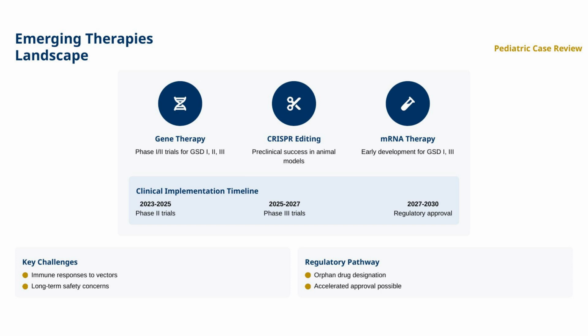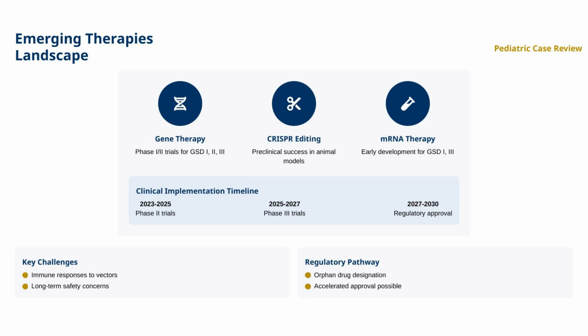Gene therapy approaches are currently in phase 1 and 2 trials for GSD types 1, 2, and 3. CRISPR gene editing has demonstrated preclinical success in animal models, offering potential for precise correction of underlying genetic defects. Messenger RNA therapy is in early development for GSD types 1 and 3.